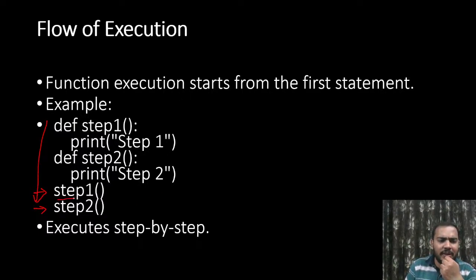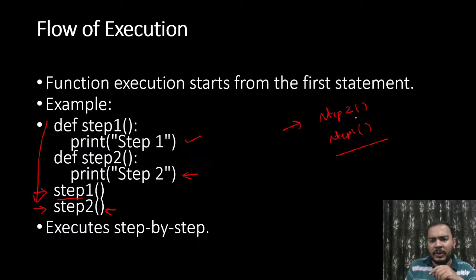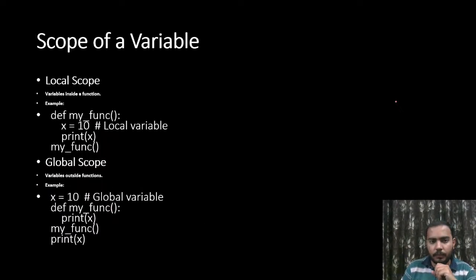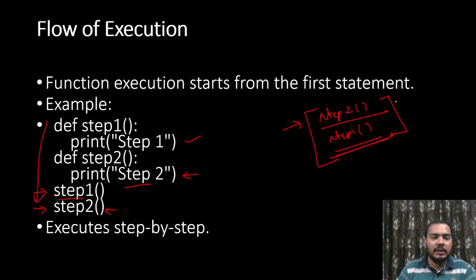For example, if you are calling step 1 first, you will get the output as step 1. If step 2 was the second function called, your output will be step 2 in the second line. But if you have called them like this, step 2 and then step 1, in this scenario your first line of output will be step 2 and the second line will be step 1. So it simply means that in the order you have called the functions, in that same order you will get the output. Okay, so that was all about the flow of execution.